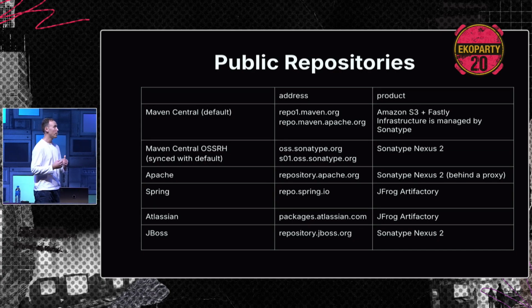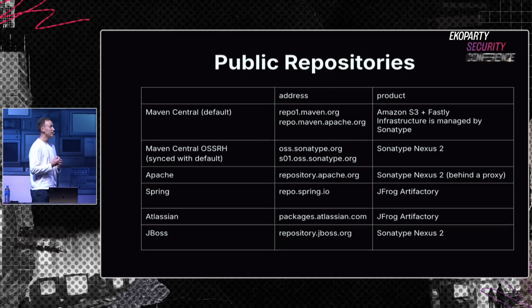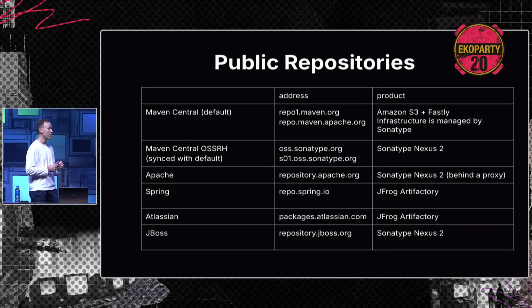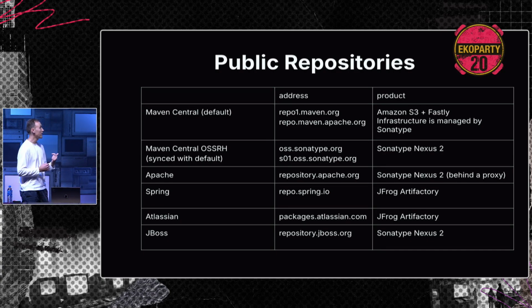Maven Central is powered by Amazon S3 and sits behind the Fastly CDN, and the whole infrastructure is managed by the Sonatype company. But there is another website called oss.sonatype.org that basically hosts a product called Sonatype Nexus 2. That's an open source product that a lot of companies and external developers upload their artifacts to, and they are copied to Maven Central.